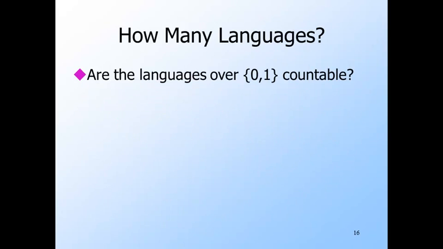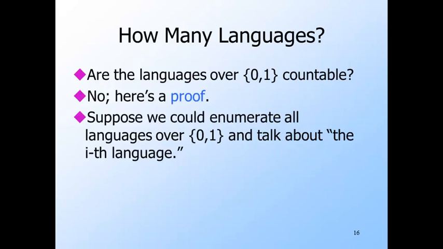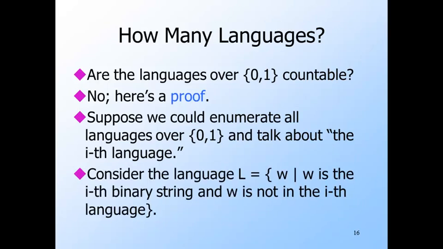Now, let's look at the set of all languages over some fixed alphabet, say 0, 1. Could this set be countable? The answer is no, and we can prove it. Suppose it were possible to enumerate the languages so every language over 0, 1 was the ith language for some i. We already know how to enumerate binary strings, so we can talk about the ith binary string.